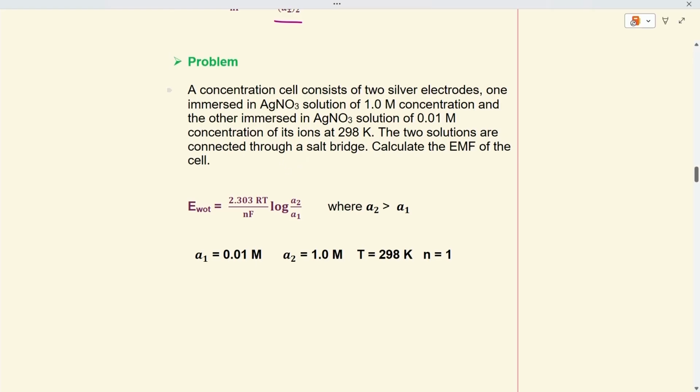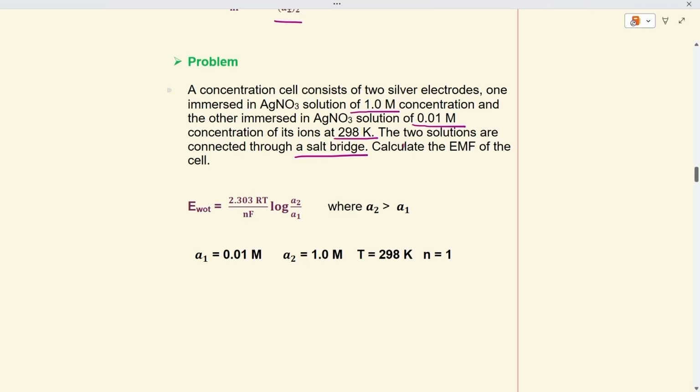Here, we have a concentration cell consisting of 2 silver electrodes, one immersed in silver nitrate solution of concentration 1 molar and the other immersed in silver nitrate solution of 0.01 molar. The concentrations are mentioned at 298 Kelvin. The two solutions are connected through a salt bridge, so they are not in direct contact. Now, calculate the EMF of the cell.